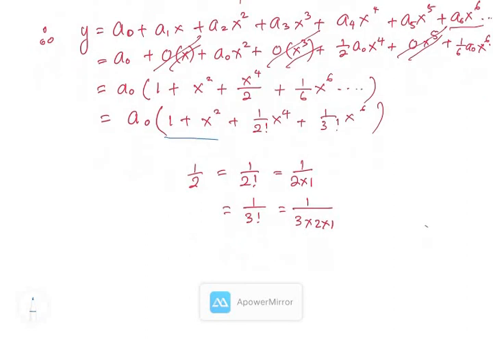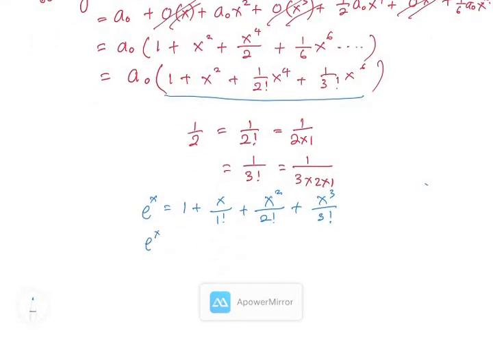Also, we can change this form. We simplify it. Okay, there is another power series. It's e power of x equal to 1 plus x divide by 1 factorial plus x power of 2 over 2 factorial plus x power of 3 over 3 factorial. If you have exponent x power of 2, which is equivalent to 1 plus x power of 2 divided by 1 factorial plus x power of 4 divided by 2 factorial plus x power of 6 divided by 3 factorial.